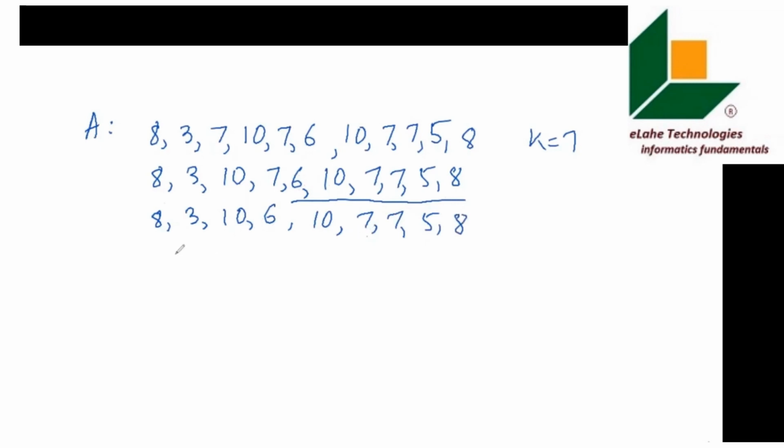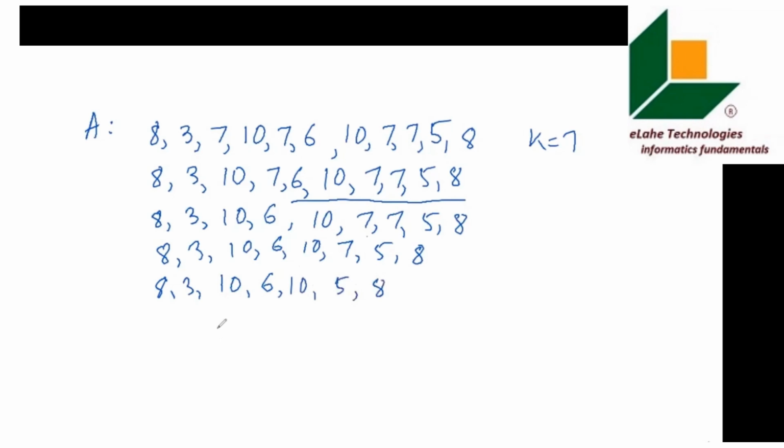And then again, we locate the next 7, and of course, we remove the last occurrence of the 7 as well. So it becomes 8, 3, 10, 6, 10, 5, 8. So this would take order n time for each removal of 7. So overall, it could take order n squared time, depending on where the occurrences of K are, which could be anywhere. So this is an order n squared algorithm.